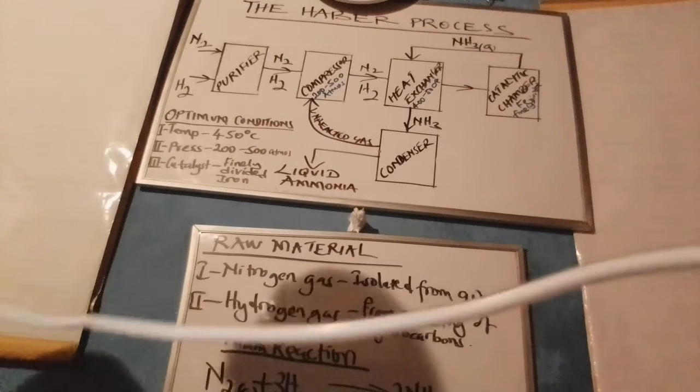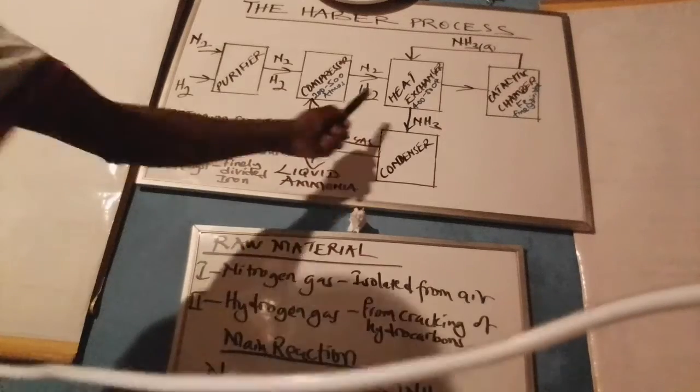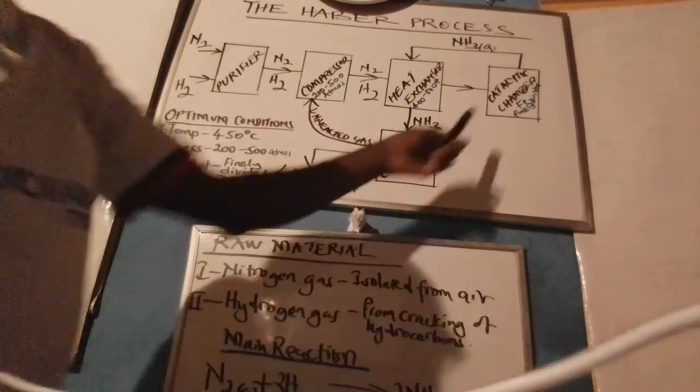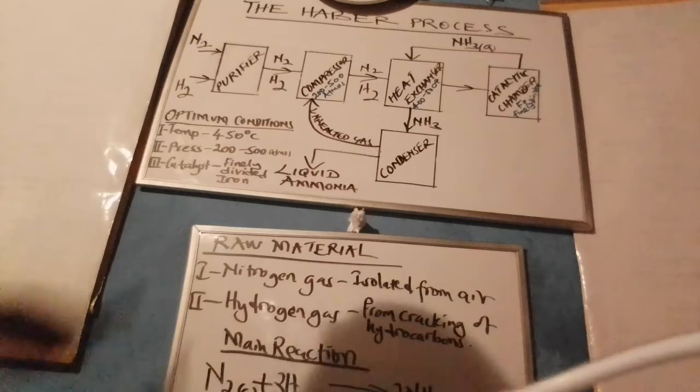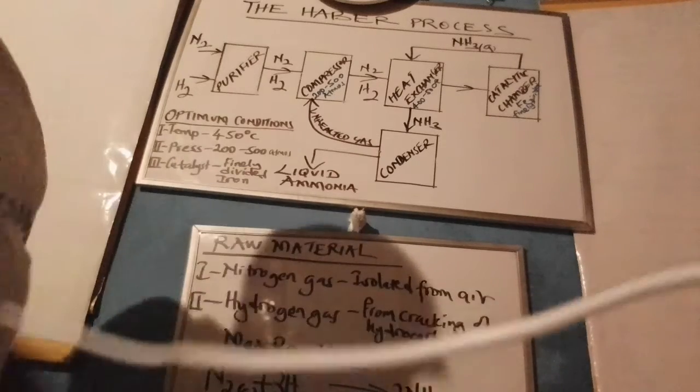Now, the Haber process is constituted of 5 principal chambers. The first chamber is the purifier, the second the compressor, the third the heat exchanger, which is intertwined with the catalytic chamber, and then the condenser is the 5th chamber. The main reaction begins in the heat exchanger. However, before that stage, the two gases which are obtained from air by isolation and by cracking of hydrocarbons are purified through a refinery. Now, once they are purified, they are taken to the compressor where they are subjected to ascending pressure from 200 to 500 atmospheres.